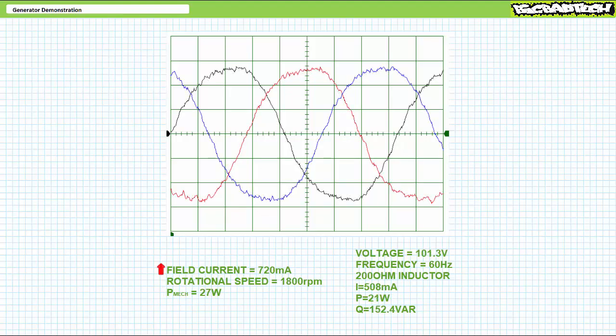When we peg field current to the max, in this case 720 milliamperes, voltage magnitude does rise, but only to 101 volts, well shy of the desired 120 volts. This goes to show you that there are practical limits of voltage compensation.